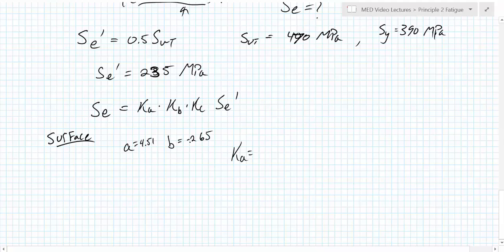Therefore, our Ka, which equals A times the ultimate strength in tension raised to the B, is 4.51 multiplied times that ultimate strength that we had, 470, raised to the B, negative 0.265. This gives us a Ka of 0.88.